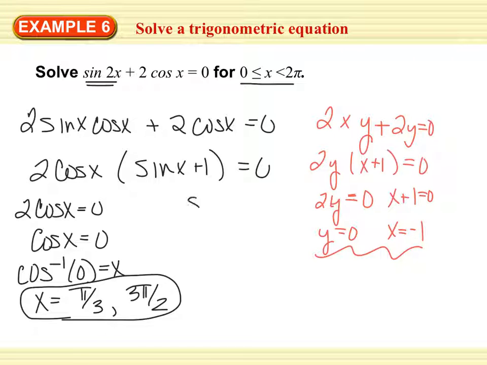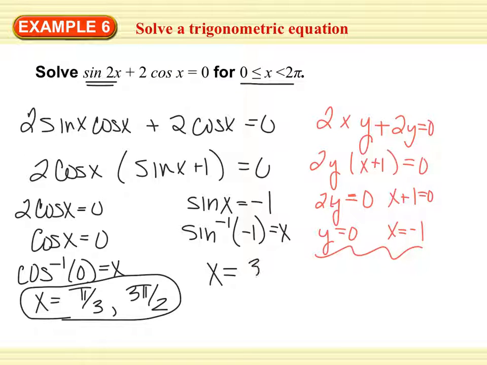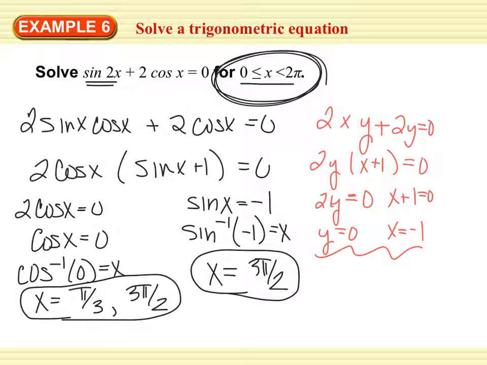But I can also say sine x equals -1, or sine to the -1 of -1 equals x. Therefore here, x would be equal to 3 pi over 2, which you can check on your unit circle. So those are 2 answers that I would get for that domain of the whole unit circle.